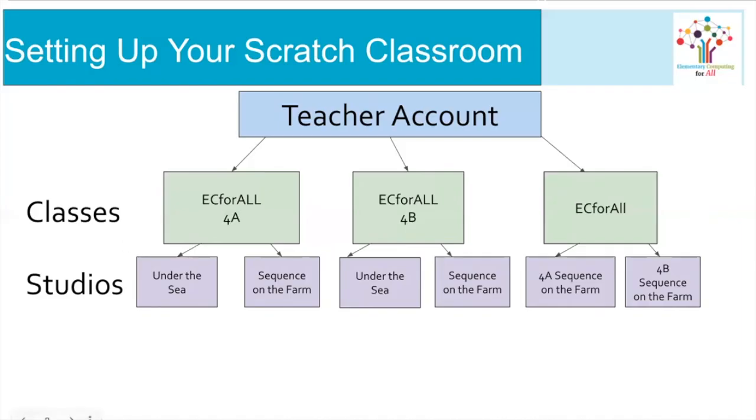If you teach multiple groups of students and created one class for all of the students, you may wish to differentiate the studios you set up by including a room number or a class identifier along with the project name, like 4A, Sequence on the Farm, and 4B, Sequence on the Farm. We do, however, recommend naming your studios something that is easy for students to find when they are completing their project. Remember, the second S stands for Add to Studio.